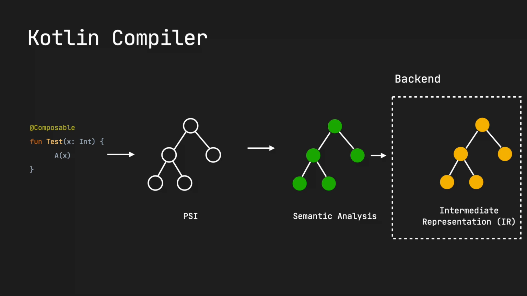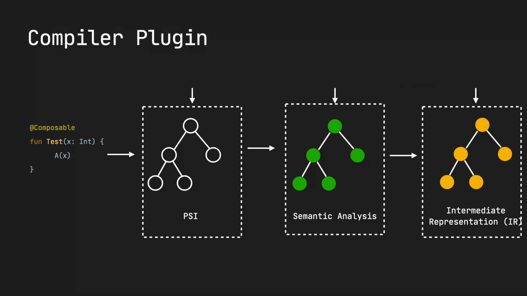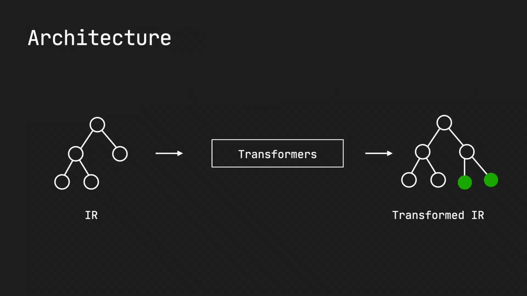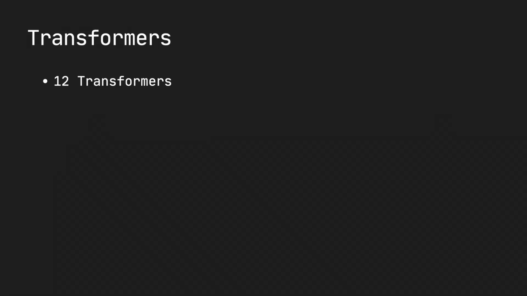And what I could do with the compiler plugin is that I could hook into these different phases, and I could do modifications, and I could add IR nodes to the tree. So the architecture of the compiler plugin is that it has a number of transformers, which basically have a number of visitor methods, and they're looking at different IR types and adding modifications to them. There are 12 different transformers in the compiler plugin. We're going to look at each one of them.